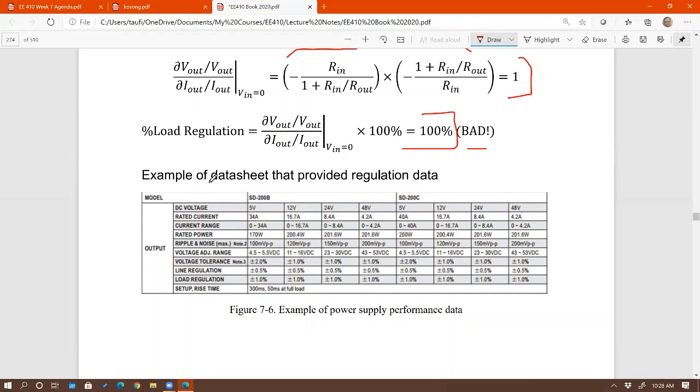Okay, example of a data sheet that provides regulation data. You can see I copy pasted from a DC to DC converter off the shelf that you can purchase commercially. And you can see the line regulation and the load regulation right there, the numbers that they are providing, for different part numbers, right? Different DC voltage out. Okay, now you know what these numbers mean, in case before you were wondering what they are. Okay. All right. Any question on this?